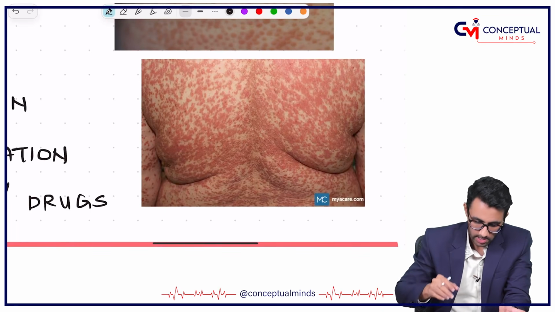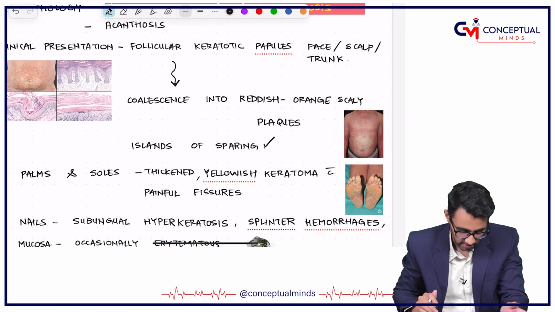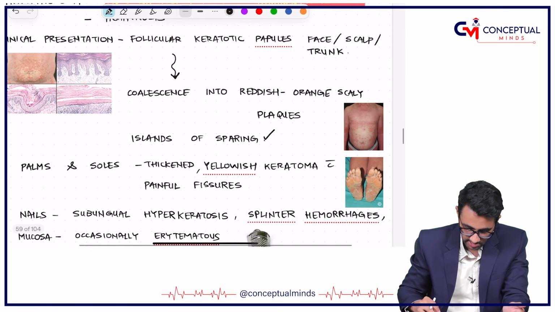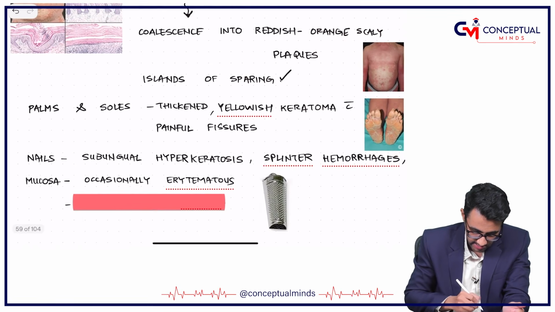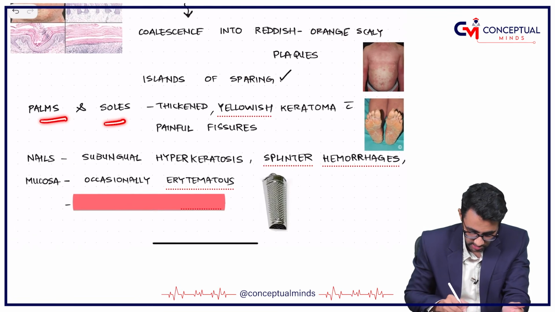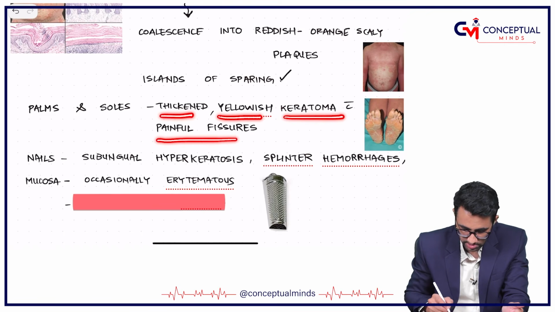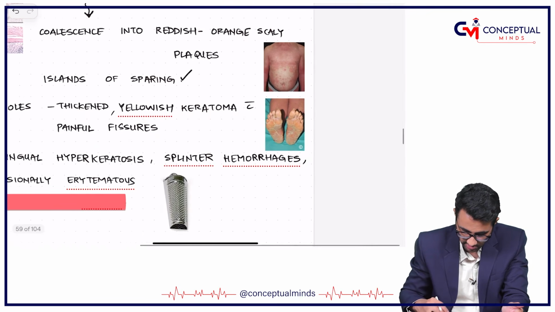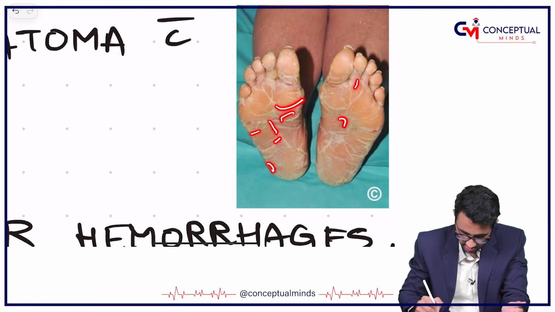Now coming on to the next point, the island of sparing. We just discussed that as well. Where do we see more of it? It is in the palms and soles. Thickened yellow keratoderma with painful blisters and painful fissures, right? So you see, this is a very painful condition to have.